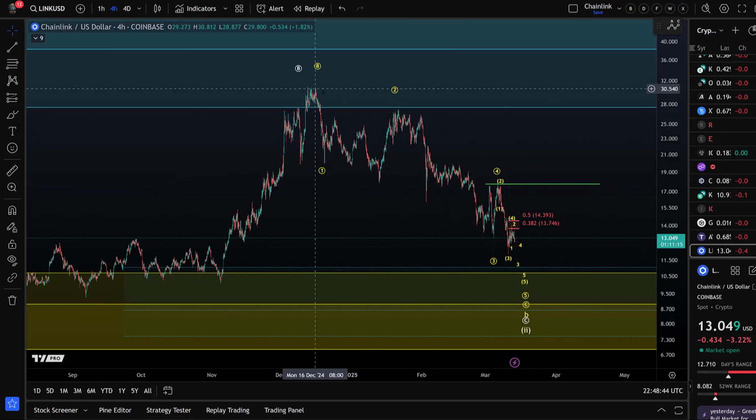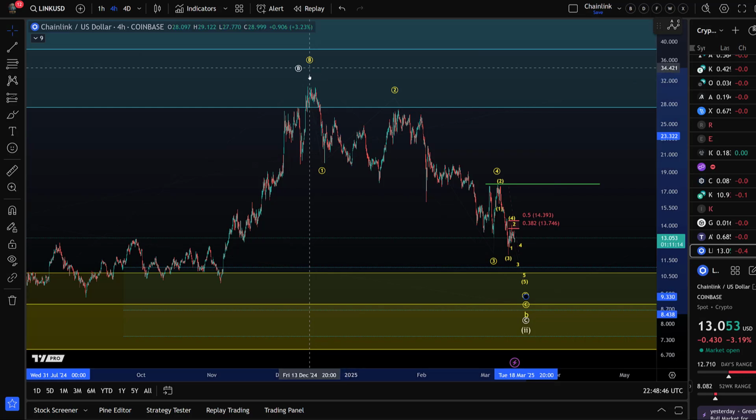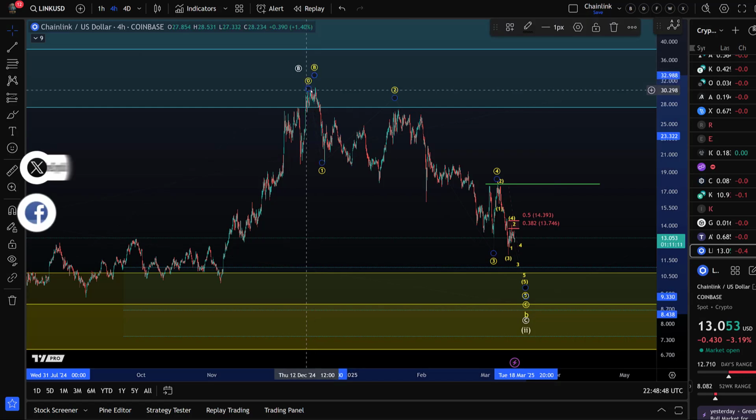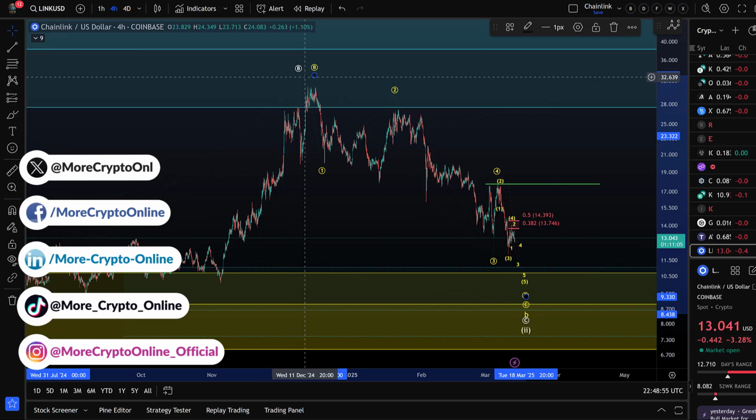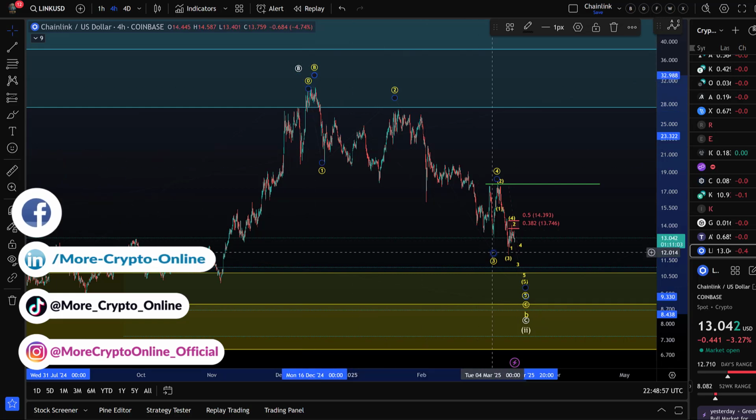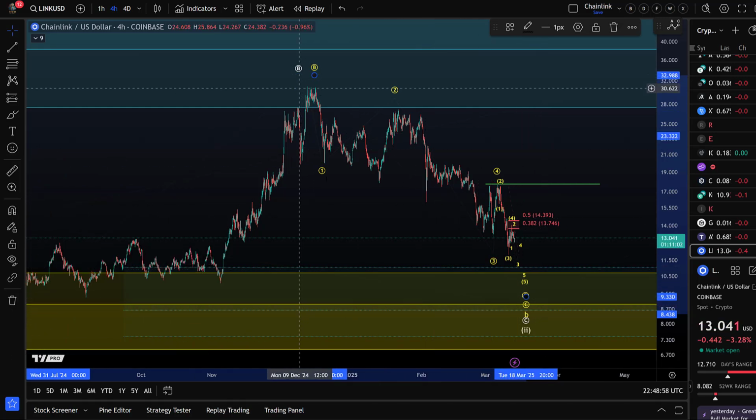Here the idea is still that a B wave could have indeed formed a price top. That was here in December at around $31. And we could indeed be working our way down in a 5-wave structure. Wave 1, 2, 3, 4, and we could get one more low in wave 5. And that 5th wave should be a 5-wave move. So we're going to take a look at that in a minute.